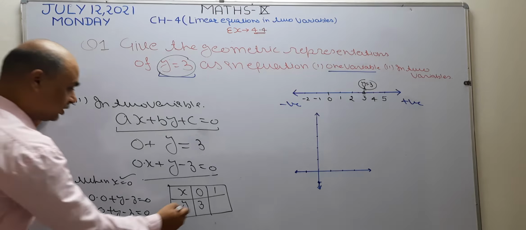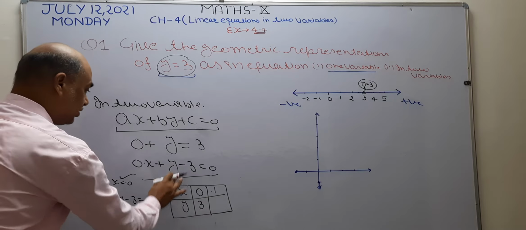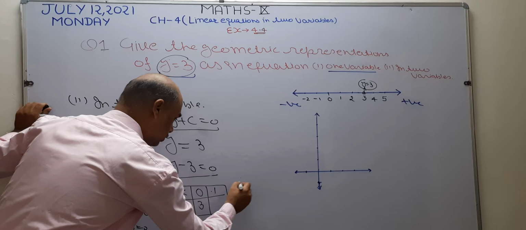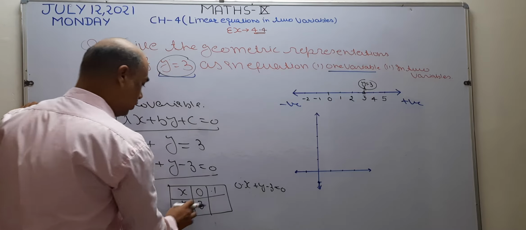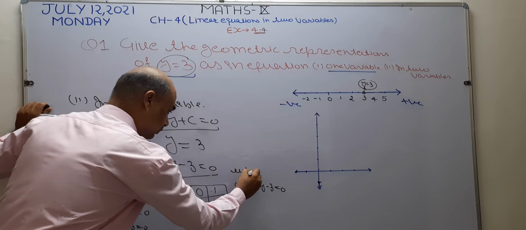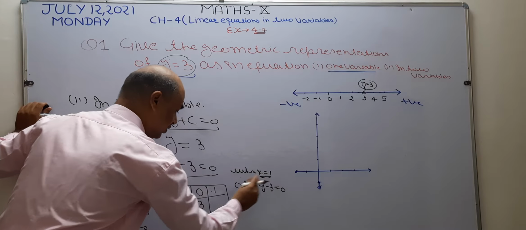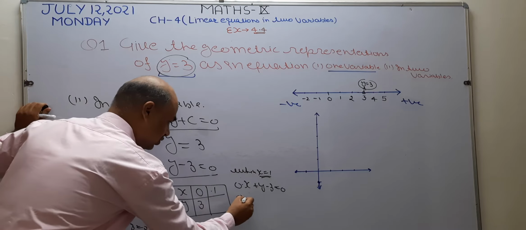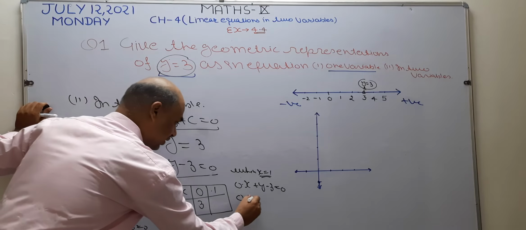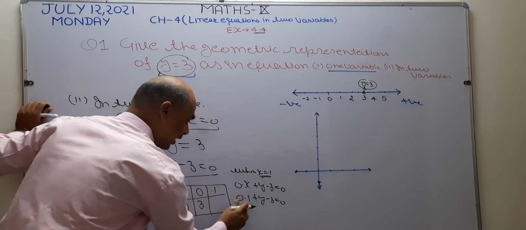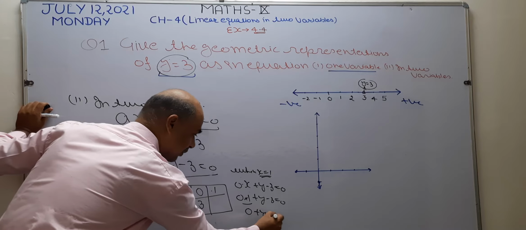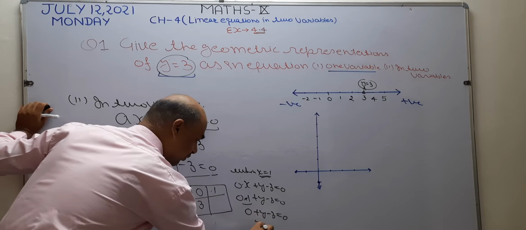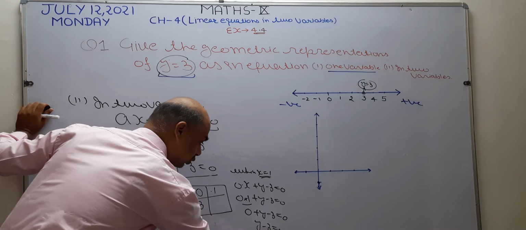Okay? Now, next time I take x equal to 1. I write the equation again: 0 into x plus y minus 3 equal to 0. Now I take x as 1, so instead of x, I write 1. What is left? Y minus 3 equal to 0, as 0 times something is 0. So this becomes y minus 3 equal to 0 and y equal to 3.